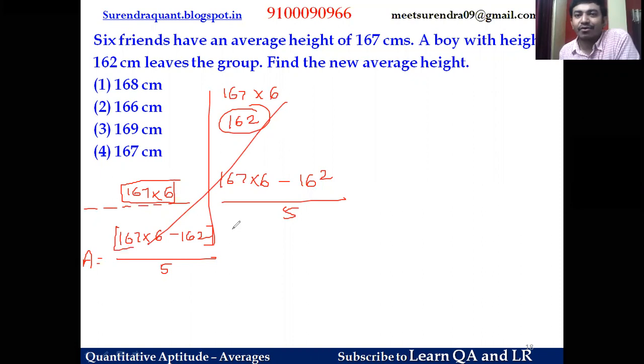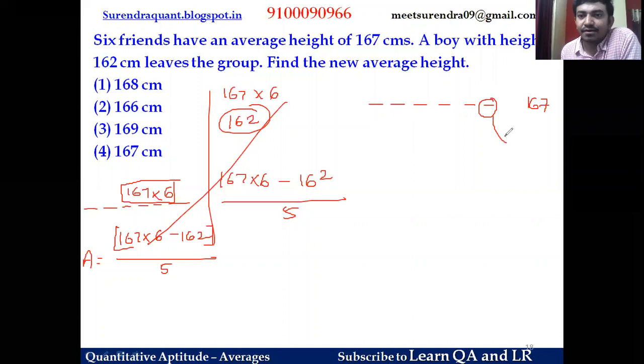Be smart. What is the observation? 1, 2, 3, 4, 5, 6 persons are there. Their average is 167. Now a person whose height is 162 has left. So guys, how much is the difference? The difference is 5 centimeters, right? So if a shorter person is leaving the group, the average has to increase.